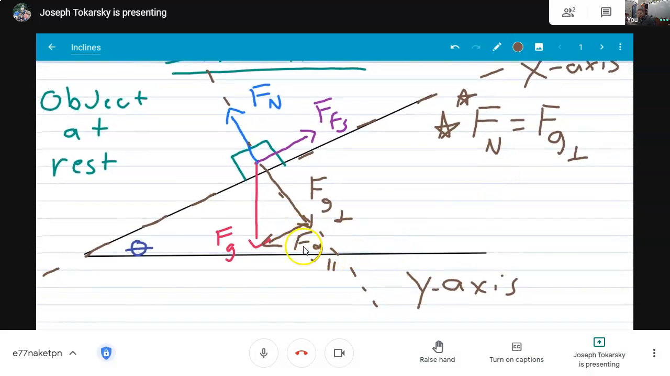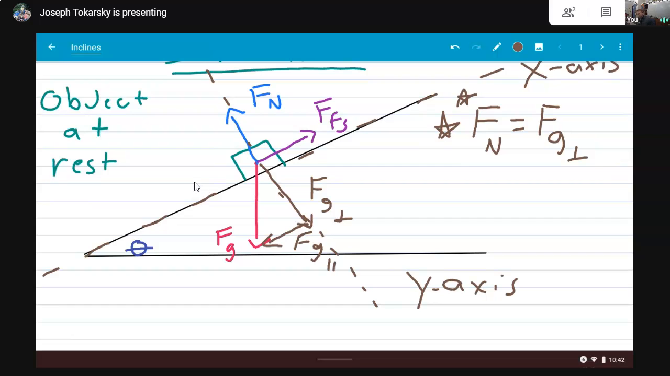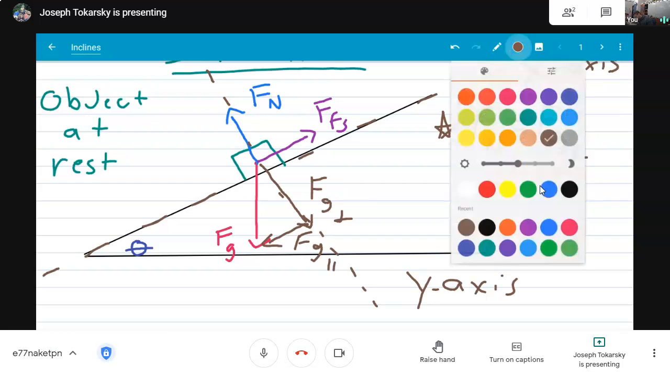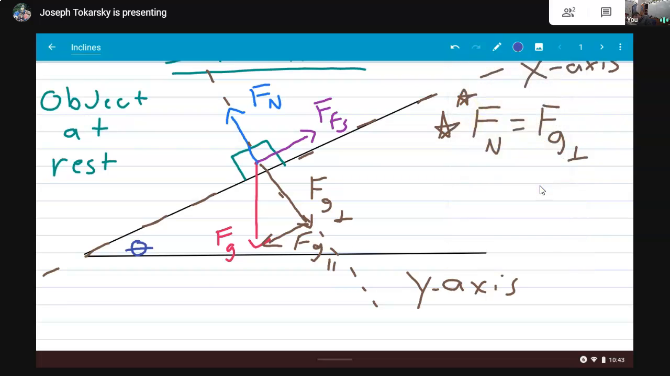Now this parallel component of the weight, you notice it points down the incline. This is the component or piece of the overall weight that wants to pull us down the incline. That's why we're trying to move, and that's why there's friction. And if we're not moving because of it, it's static friction. If we did start to slide, that would change to kinetic friction. So we need to come up with two basic formulas for these two components of weight.